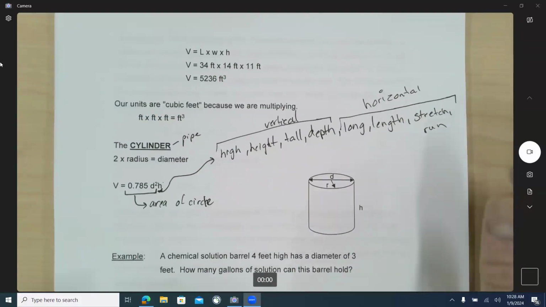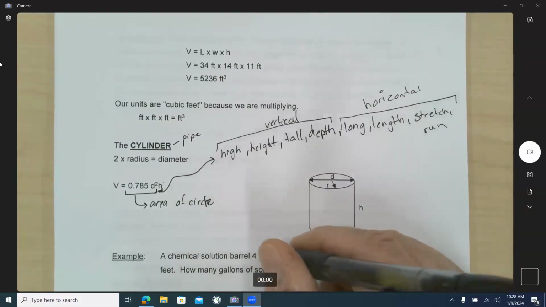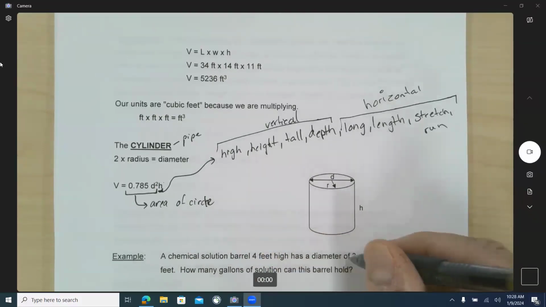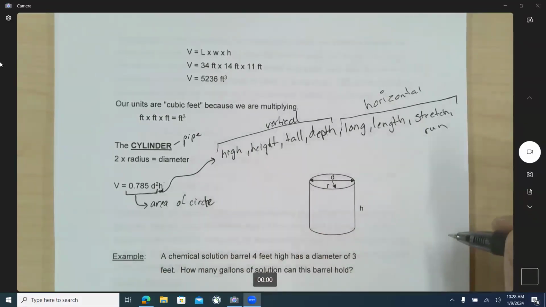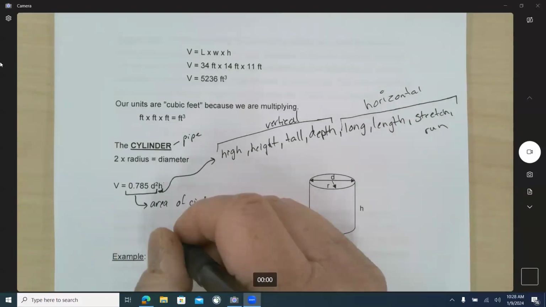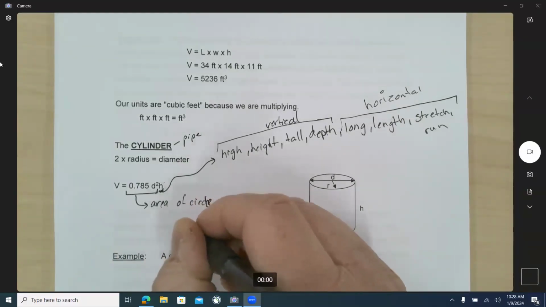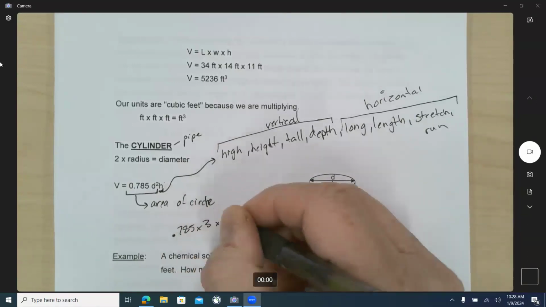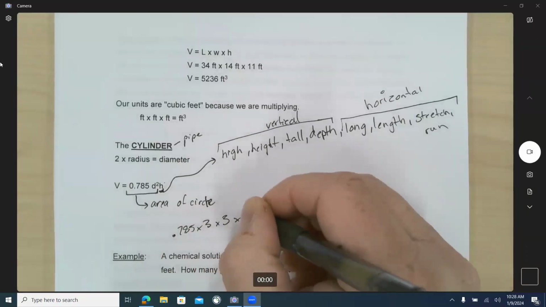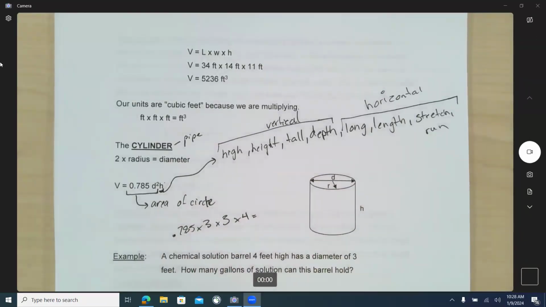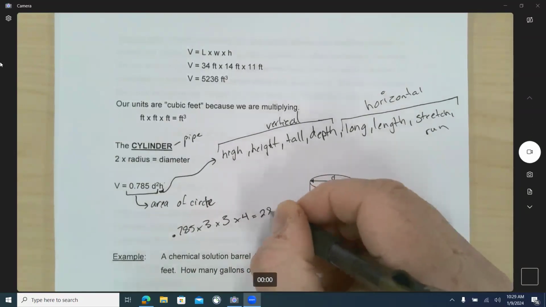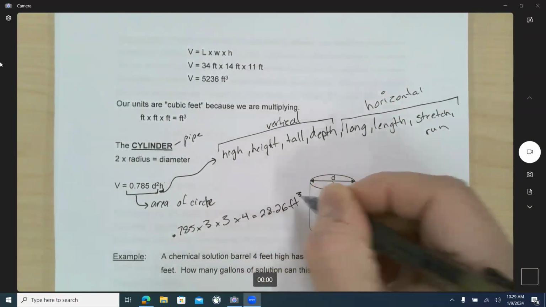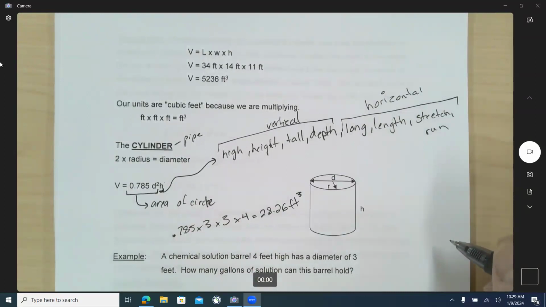All right. So first off, a chemical solution barrel is 4 feet high and has a diameter of 3 feet. How many gallons of solution will this barrel hold? Okay. So my formula is 0.785 times diameter times diameter, and it says it's 4 feet high, so times 4 feet. So this is going to give me 0.785 times 3 times 3 times 4, which gives me 28.26 cubic feet. Well, that's cool.